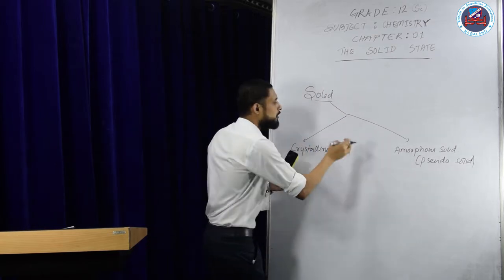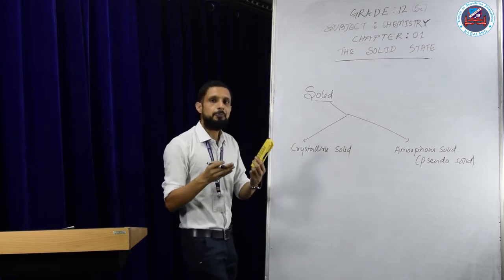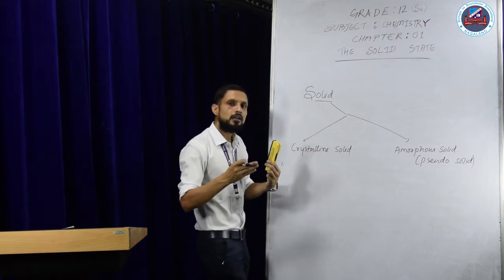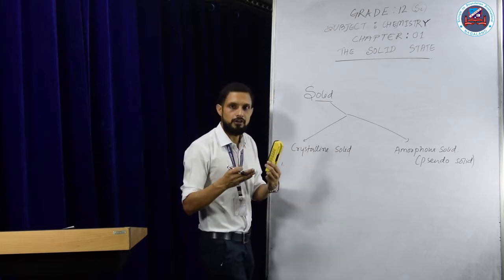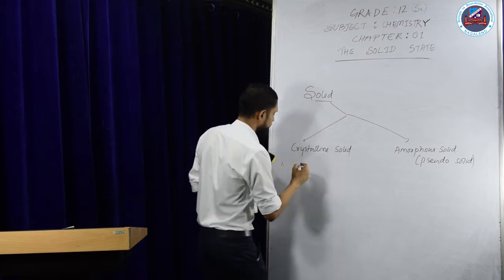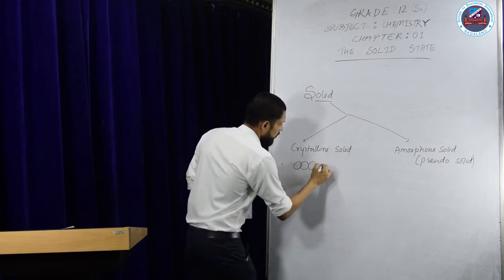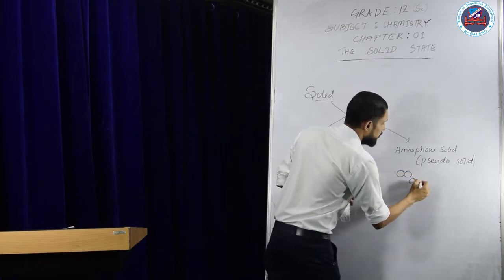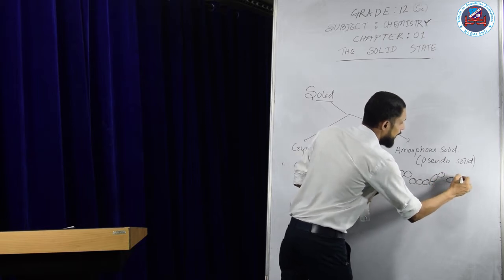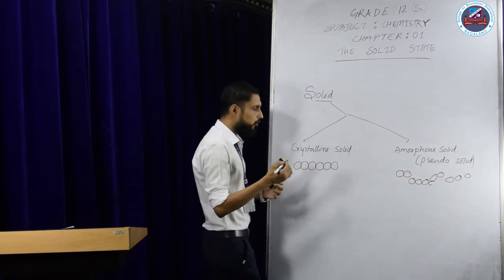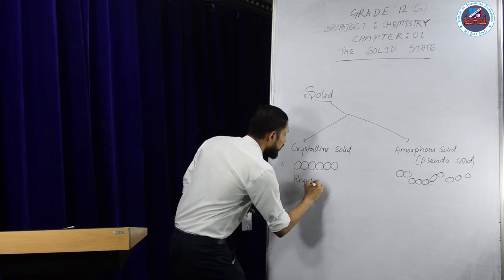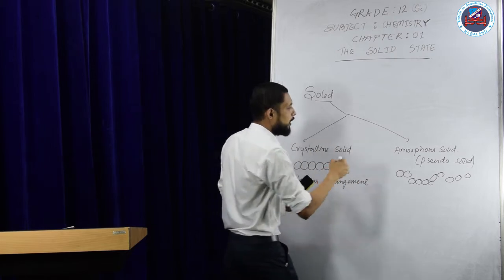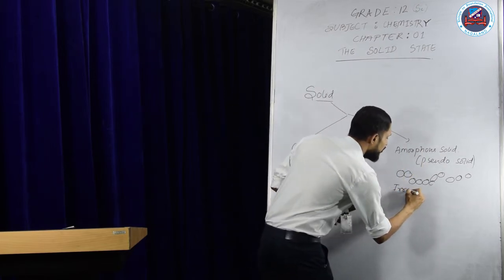Now the difference between these two types of solid is the arrangement of particles. In crystalline solids, the particles are arranged in a certain order. They follow a certain pattern. Whereas in amorphous solid, they don't follow any pattern. It's not orderly arranged. So the first point of difference: we have regular arrangement in case of crystalline solid, but in case of amorphous solid, you can write irregular arrangement.